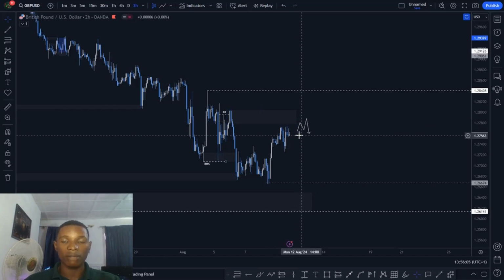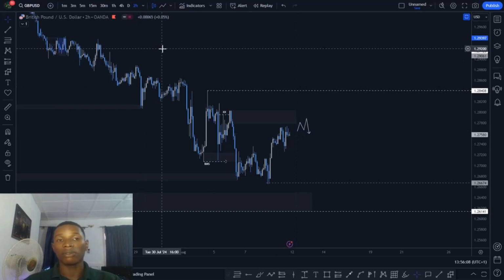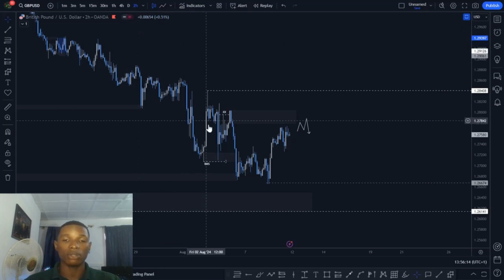Once we tap into that supply level, what we are going to be waiting for next is a lower time frame break of structure, from the 15 minutes time frame or 30 minutes time frame, depending on the time frame that gave us that clear break of structure among those two time frames that I mentioned, because those are the time frames that I always pay attention to in terms of execution, and I'm waiting for my lower time frame confirmation. So that is what I'm waiting for on GBP USD.